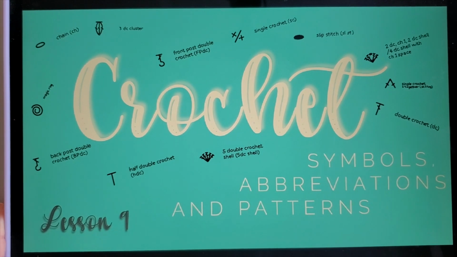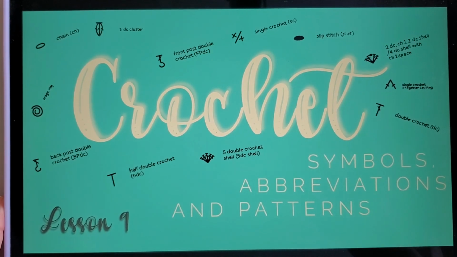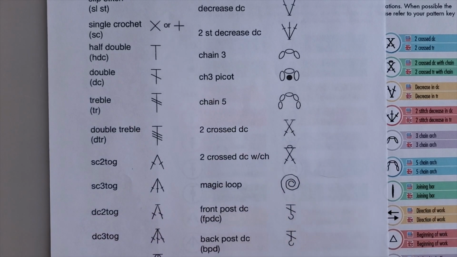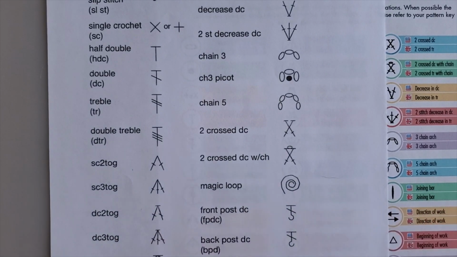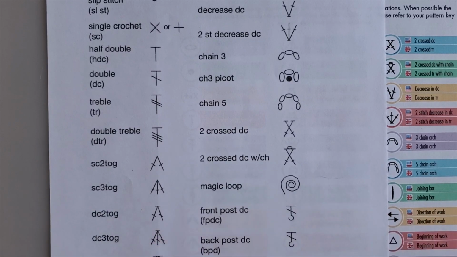Today is lesson 9, where we're going to learn about symbols, abbreviations, and how to put them together to read a pattern. So here I have two sheets that I got off of Pinterest. I will share the links below.